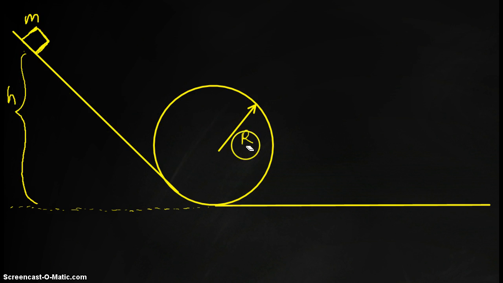What is this minimum h in terms of r, so that during this motion the object will not leave the track inside the circle? It will complete a perfect circle and it will continue its motion on the level surface. Of course, as soon as the object enters the circular track, we know from the conservation of energy that the object will have its minimum speed right at the top of the circular track.